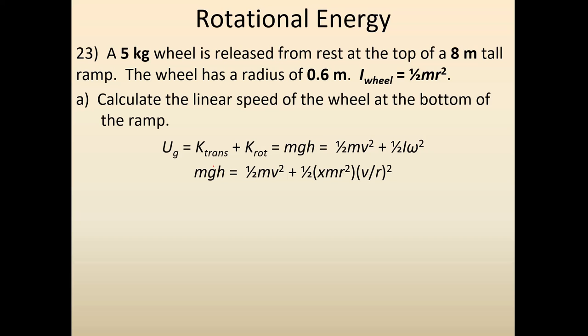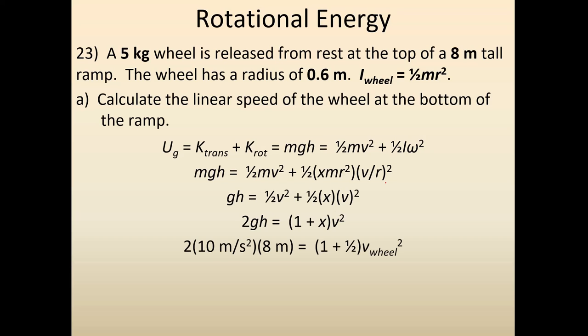So once again, I do the same thing. I have a mass in all three terms. I have two r squareds that I can cancel out. I get this. Multiply both sides by 2, factor out the v squared, and you'll see right off the bat that I end up with the equation that I had last time: 2gh equals (1 plus x) times v squared. So plug my numbers in, solving for the wheel, and I get that the speed of the wheel is 10.3 meters per second. All right.